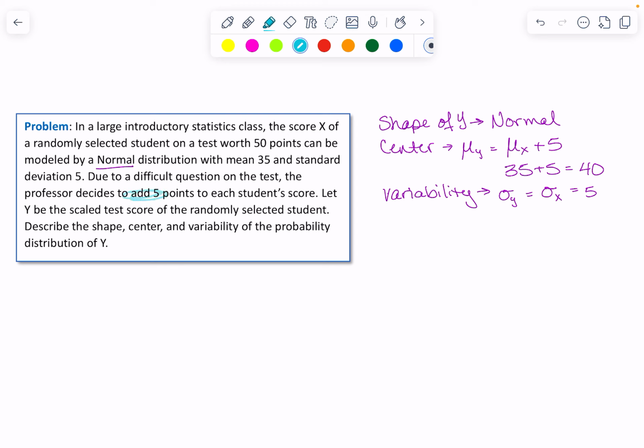They said we're adding 5 points. So I added 5 points to my mean. It does not affect standard deviation, so that stayed exactly the same. And shape stays exactly the same.